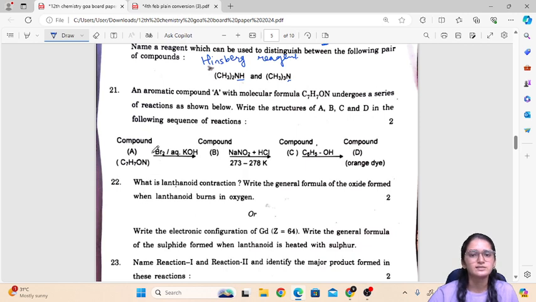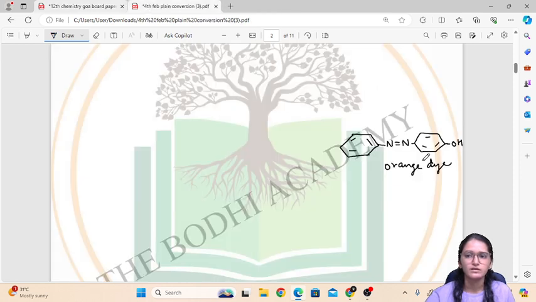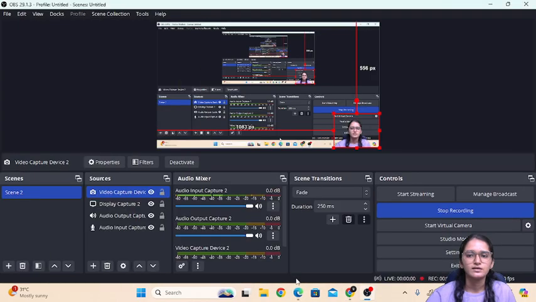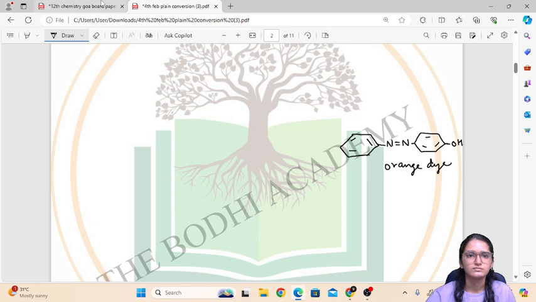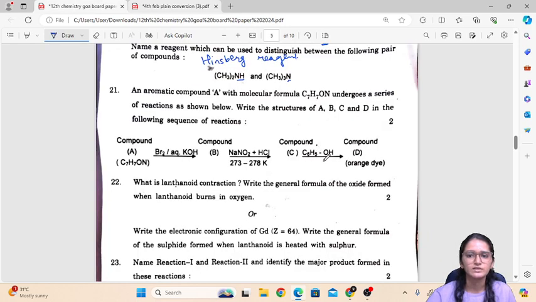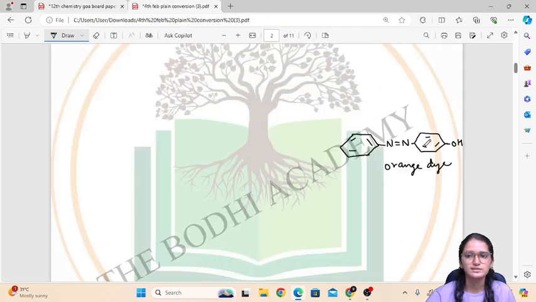So here when this compound is treated with Br2 and aqueous KOH, we get compound B, which is further treated with this compound. Now if you carefully observe this compound, what is there in it? There is one OH group and there is this benzene with N and N, right? And this benzene with OH group we have added over here. Just look here, benzene with OH, C6H5OH, that we have added, and the additional thing in the orange dye is this NN.